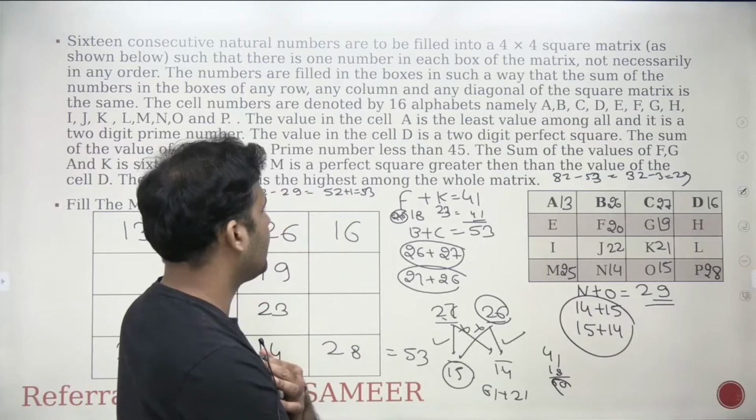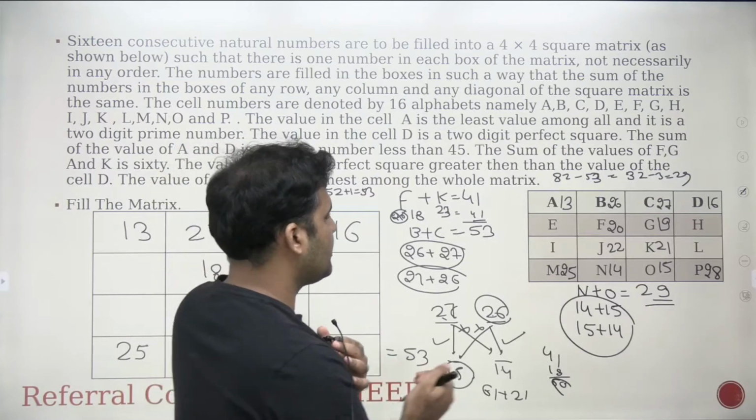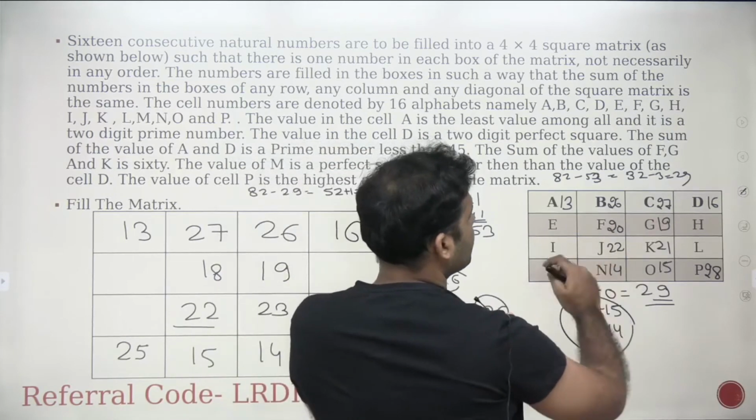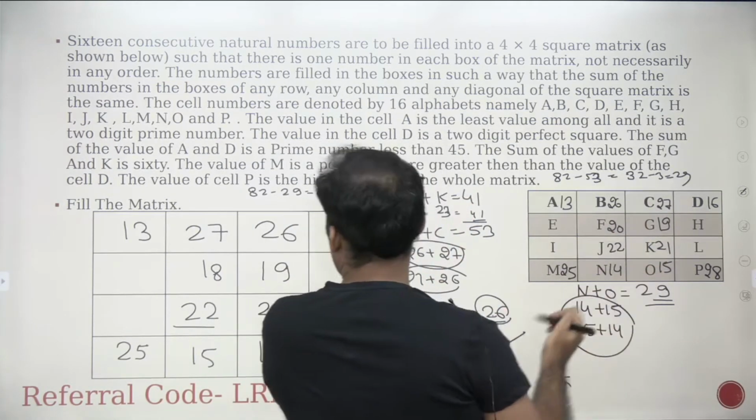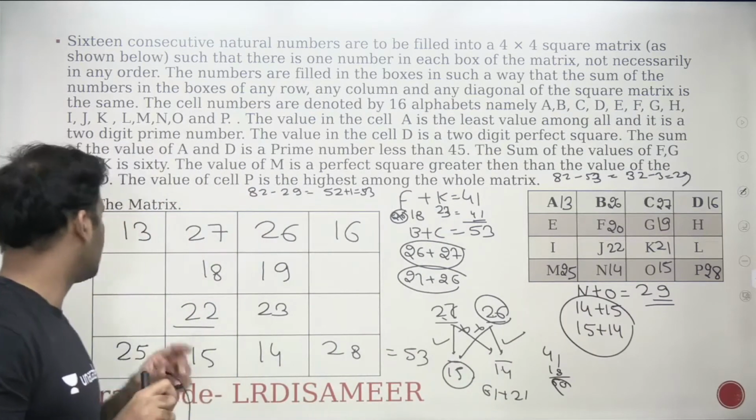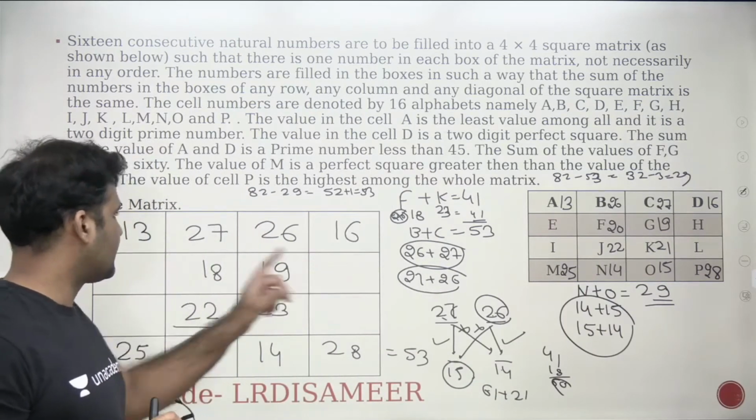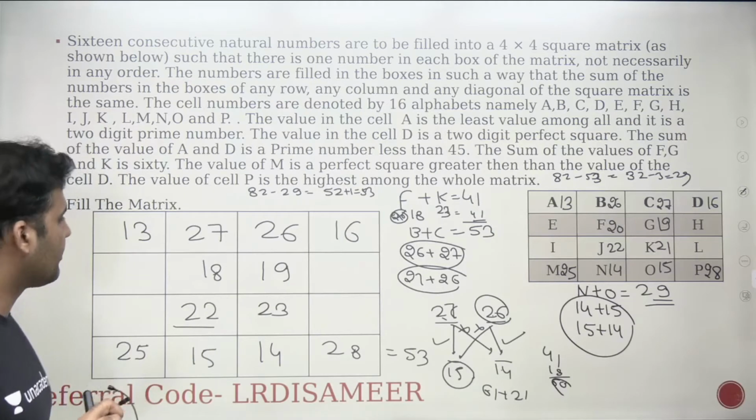All right. Now you see that this number is 20, this number is 19, this is 49. Now let's look for the possibilities of these two numbers.